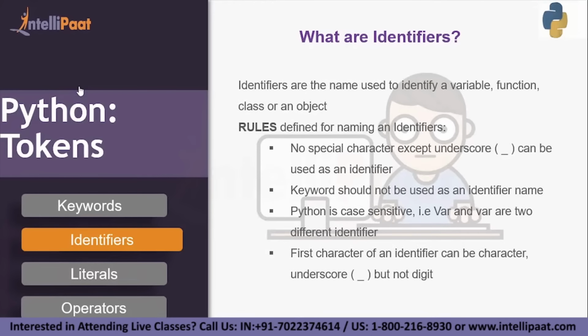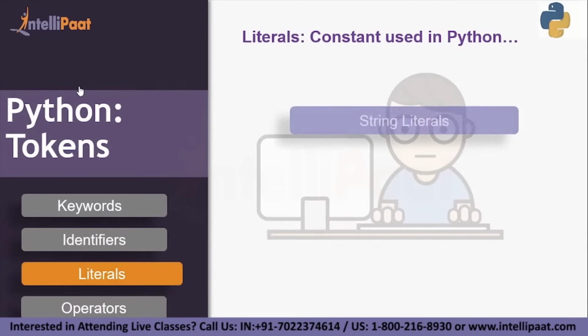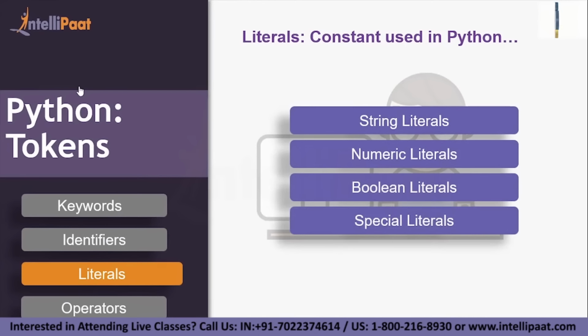So this was all about identifiers. Next come the literals. Literals are the constants used in Python, or you can say literals are the data given in a variable or a constant. Basically, there are 4 different types of literals: string literals, numeric literals, Boolean literals, and special literals. Let's have a look at them one by one.